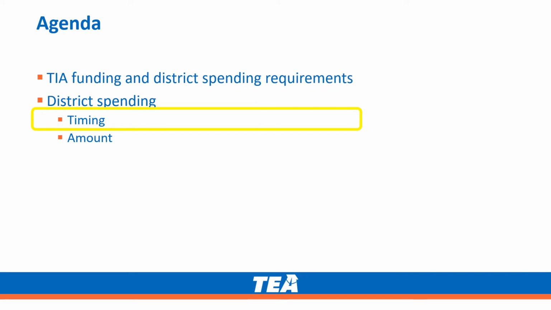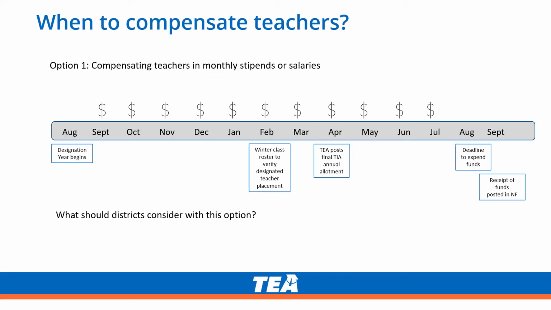Now we will move on to the key decisions districts will need to make about their spending plan and start with the timing of when they will pay their teachers. We will review 4 common options that districts have considered. In this first option, the district is deciding to compensate designated teachers in monthly stipends or as part of their salary. Key dates to keep in mind are the deadline to spend funds in August and the date funds are confirmed, which is in February during winter class roster.